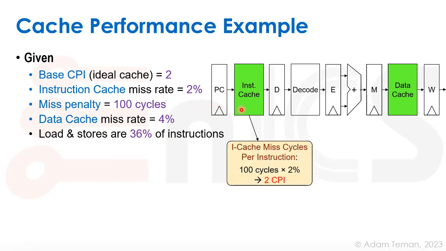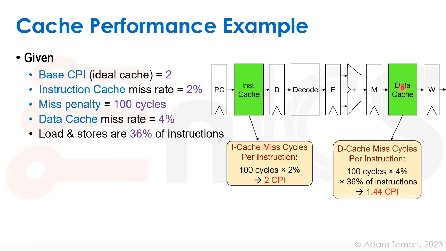First, the miss cycles per instruction for the instruction cache: we get a miss penalty of 100 cycles, but that only happens on 2% of the accesses to the instruction cache, which is accessed on every instruction. So we pay 2 cycles per instruction for instruction cache misses. When we go over to the data cache, it's a bit different. Again we have a 100 cycle penalty, which happens on 4% of accesses, but we only access it 36% of the time, and so that gives us 1.44 cycles per instruction.